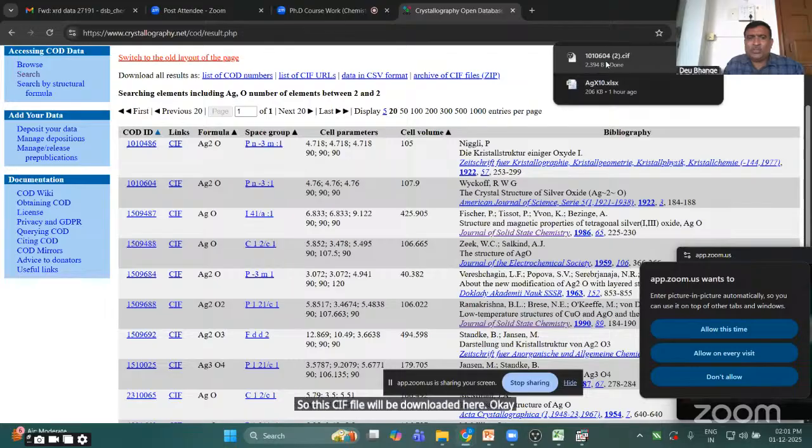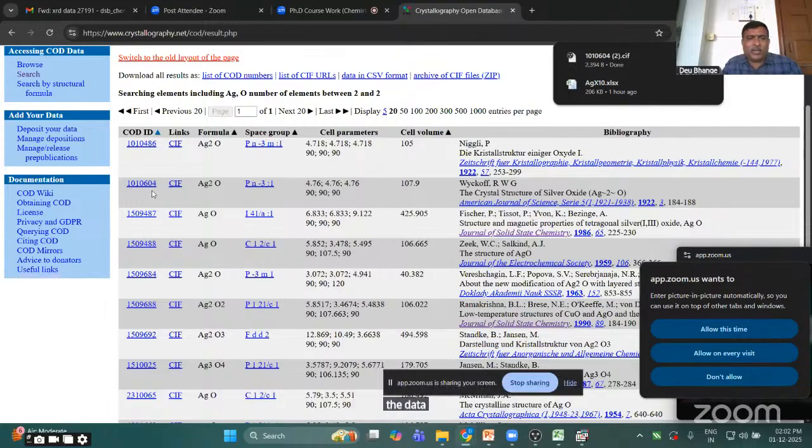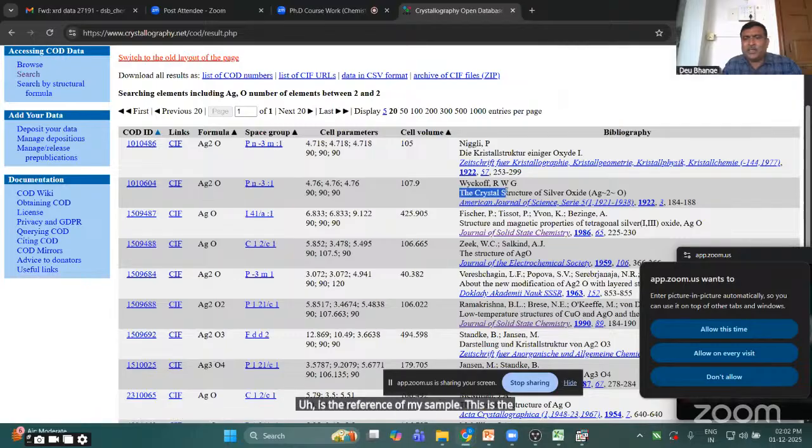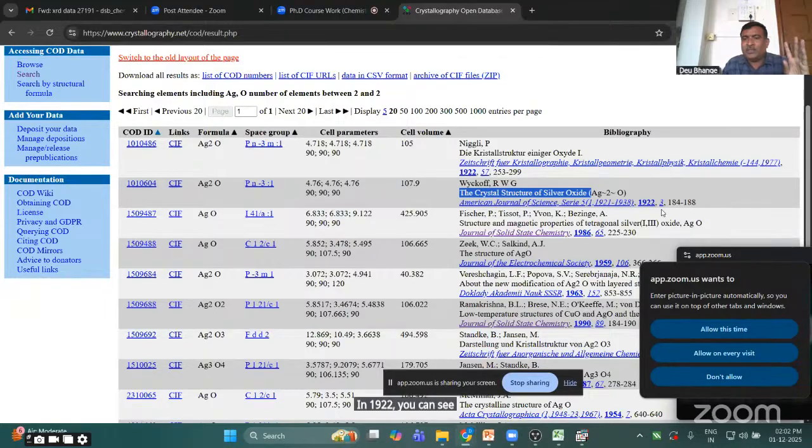Okay, 1010604, this is the number. This you have to give. If your XRD is matching with the data, you can give this number, and you can write COD 1010604 as the reference of my sample. This is the reference: Wyckoff R.W.G., crystal structure of silver oxide, published in American Journal of Science in 1922. You can see that. Sir, 184 and 188 is the page number of this paper.